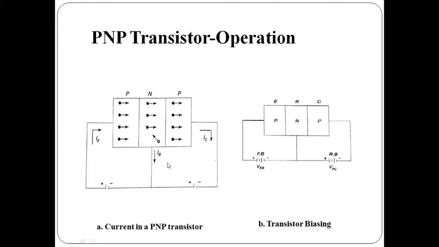So for the NPN transistor, the current conduction occurs due to the excess flow of electrons from the emitter to the collector, and for the PNP transistor, the current conduction occurs due to the excess flow of holes from the emitter to the collector terminal.